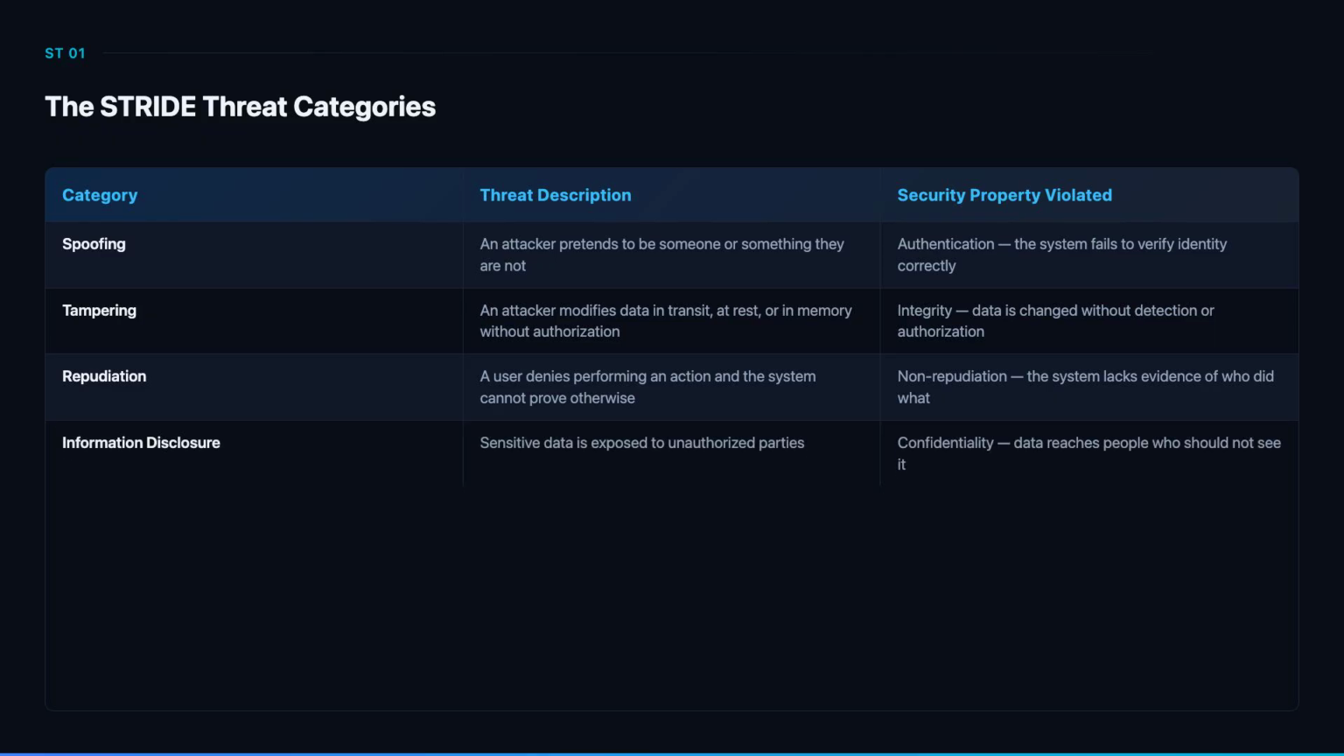Information disclosure is the unauthorized exposure of sensitive data. This includes database leaks, error messages that reveal internal details, insecure APIs that return too much data, and side-channel attacks that infer information indirectly. Information disclosure violates confidentiality. Data reaches parties who are not authorized to see it.